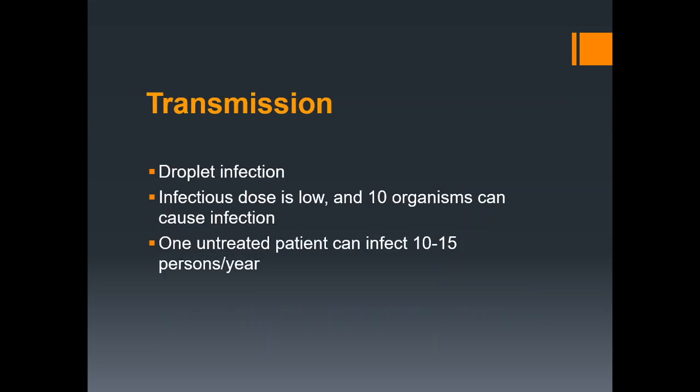How is it transmitted? This is a droplet infection. The infectious dose might be as low as 10 organisms in a susceptible person. It is estimated that one untreated patient can infect 10 to 15 persons per year if he is not treated.